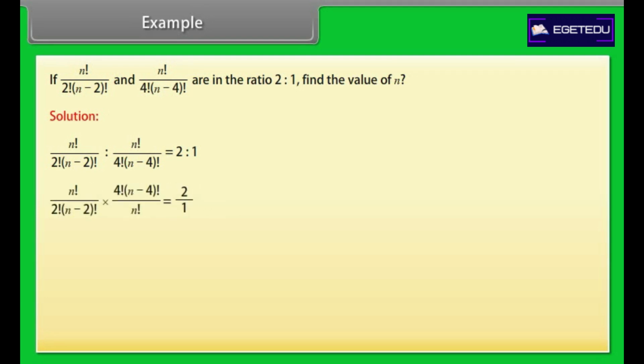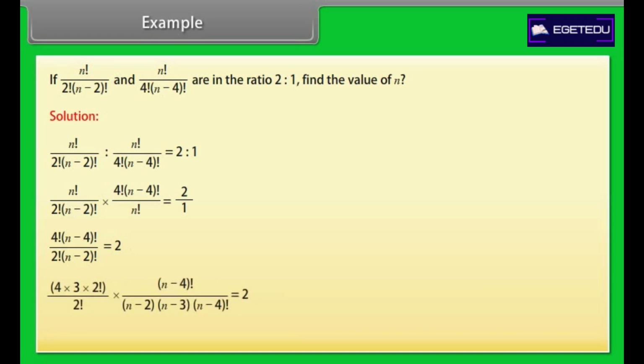It implies n factorial by 2 factorial into n minus 2 factorial, multiplied by 4 factorial into n minus 4 factorial by n factorial, is equal to 2 by 1. So 4 factorial into n minus 4 factorial by 2 factorial into n minus 2 factorial is equal to 2.